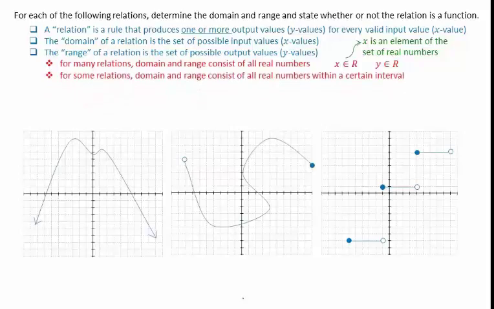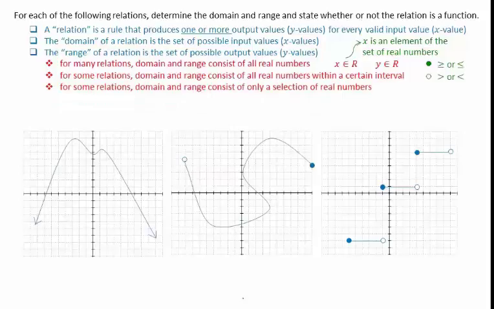For some relations, the domain and range consist of all real numbers only within a specified interval. On a graph, a closed or filled-in circle means that the interval includes the endpoint. The domain and range will use a greater than or equal to symbol or a less than or equal to symbol. A hollow or open circle on a graph means that the interval does not include the endpoint. The domain and range here will use a greater than symbol or a less than symbol.